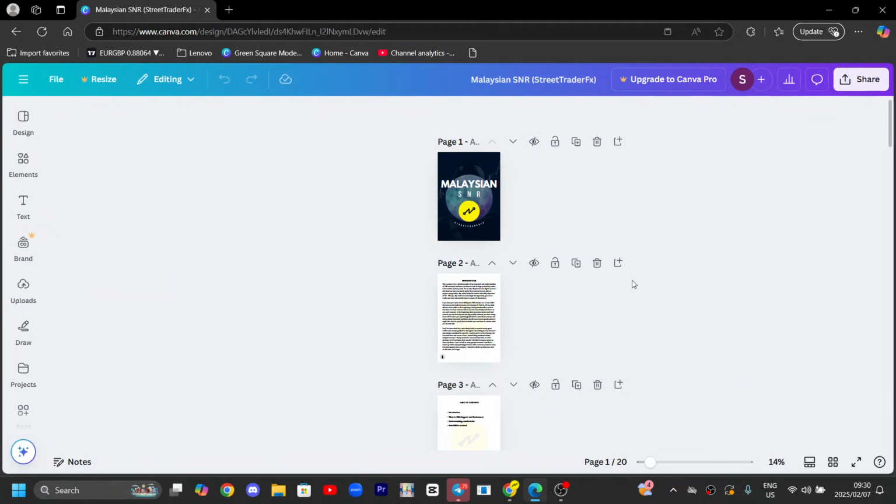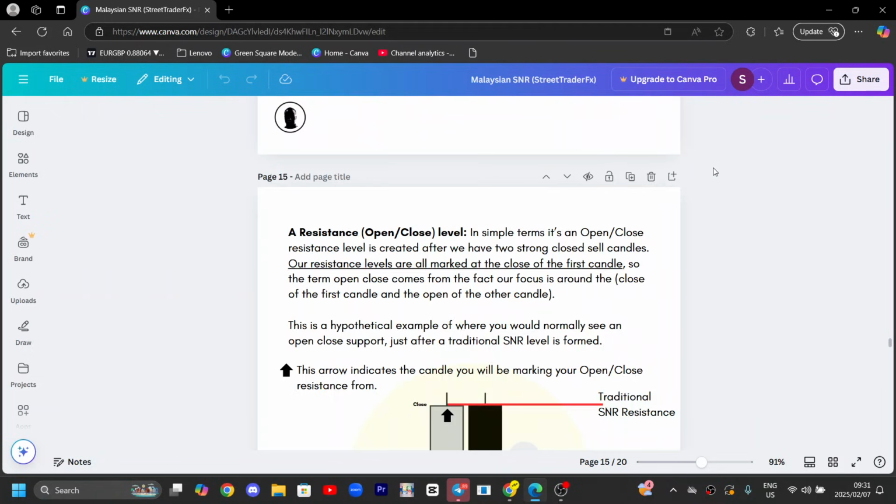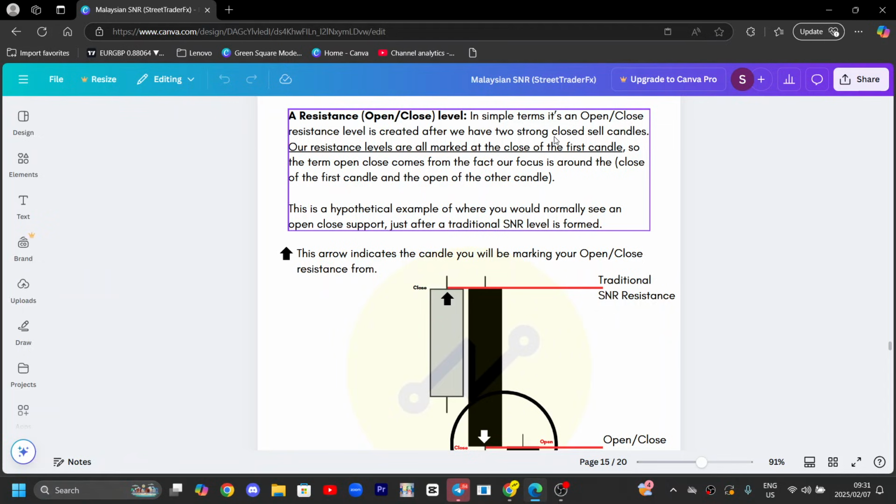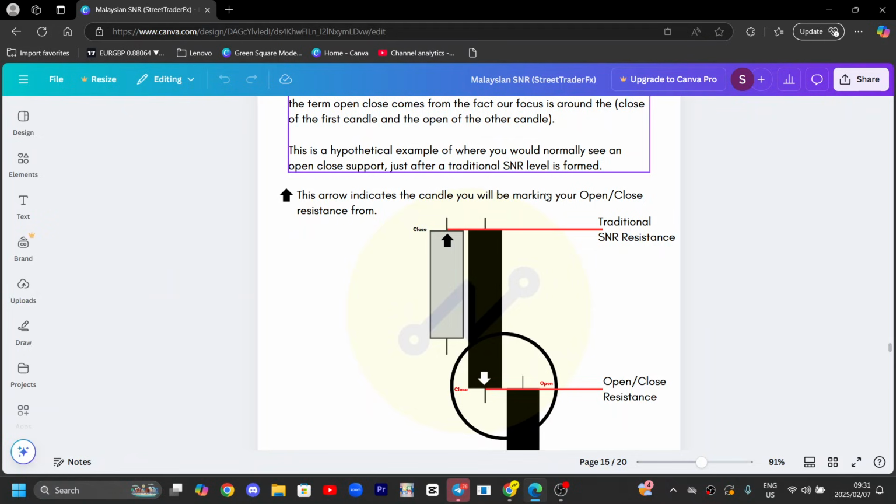I'm basically writing it on Canva because it's a lot more convenient. So just like with this one right here, resistance, right? I'm still gonna do some of the editing, so don't even worry about the grammatical errors. Resistance, open, close level. In simple terms, an open close resistance is created after we have two strong closed sell candles, right? Our resistance levels are all marked out at the close of the first candle. So the term open close comes from the fact that our focus is around the close of the first candle and the open of the other candle, right? This is a hypothetical example of where you'd normally see an open close resistance, right? Not a support. That's why I'm saying that I'm still gonna do some editing.